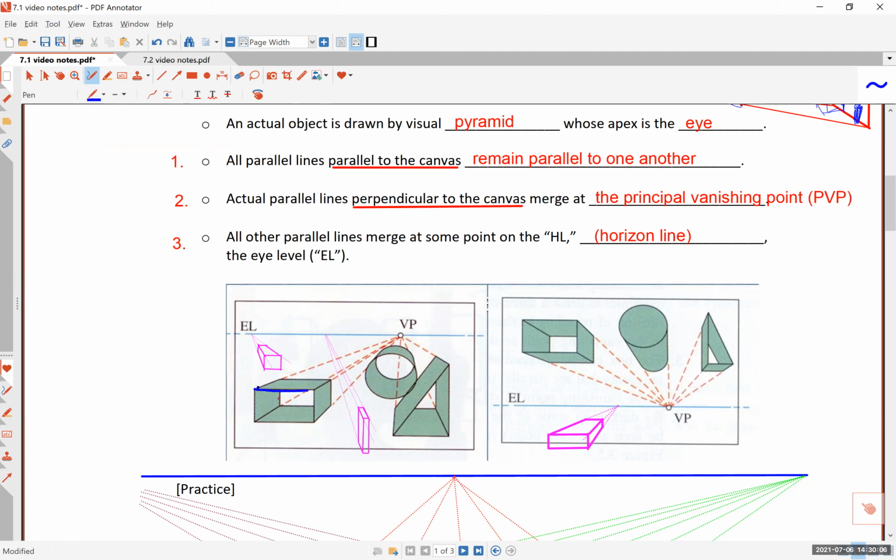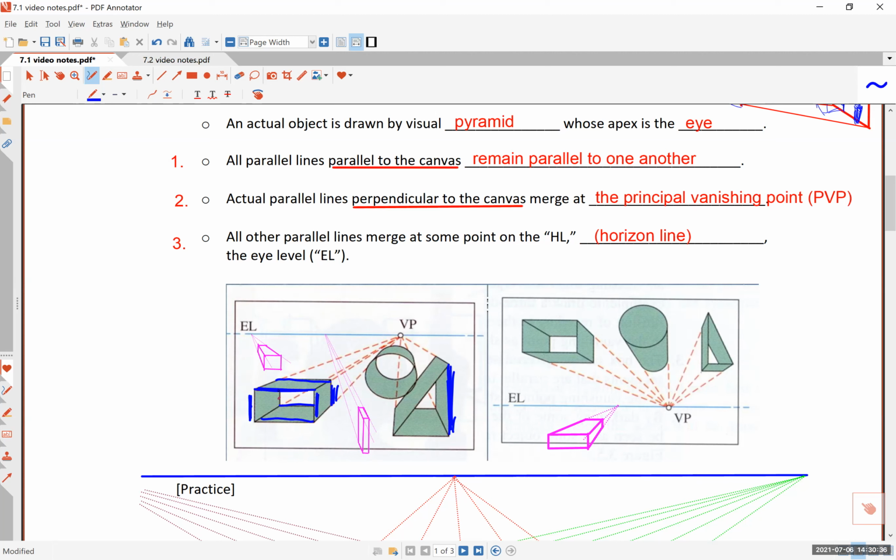This line here, that's blue. All of these edges are parallel to each other, and they are parallel to the canvas, if you know what I mean. This line and this line here, this vertical line, all of these vertical lines are not only vertical, but they're all parallel to the canvas.